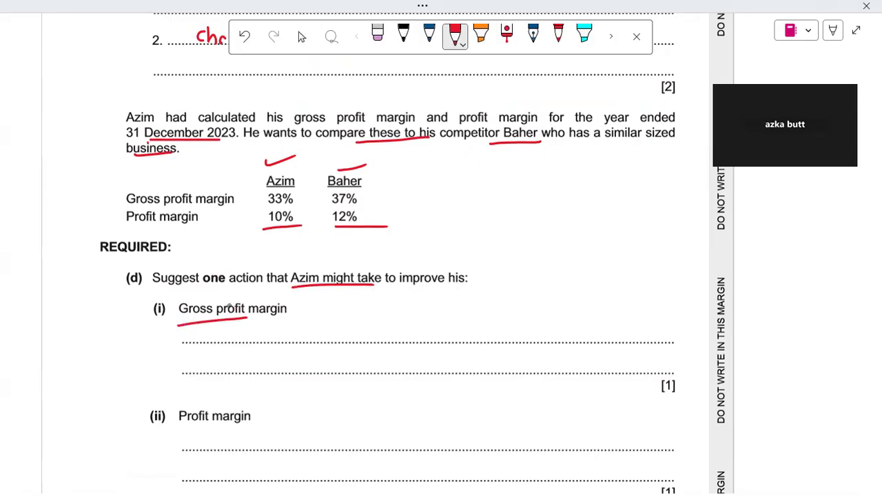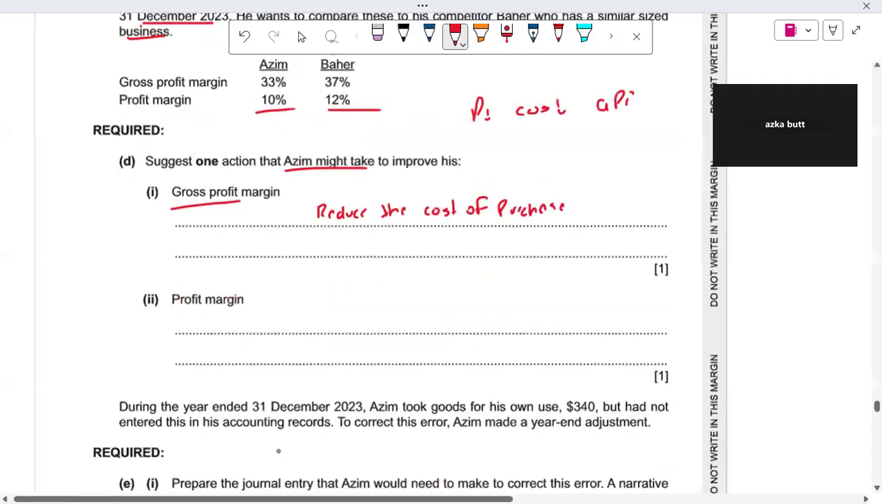Okay. So what he can do if he wants to increase his gross profit margin is reduce the cost of purchases. If the cost of purchases is reduced, it means that the cost of sales will reduce, and if the cost of sales reduces, the gross profit will increase. And for profit margin, he can control the expenses.